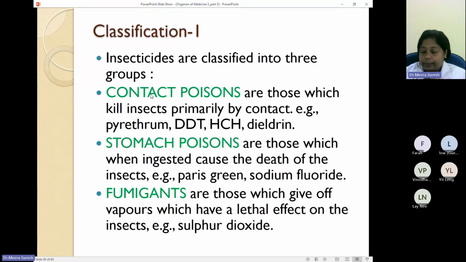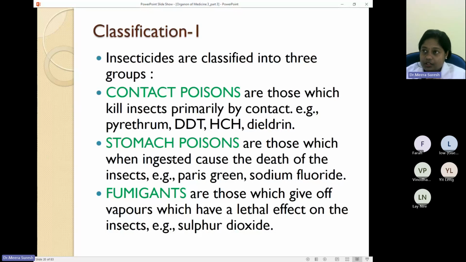So contact poison, the name in itself indicates, when these insecticides or chemicals come into contact with the organism, they are going to get killed. So here it is due to contact, and examples will be pyrethrum, DDT, HCH, dieldrin. These are examples of contact poison. DDT is mainly used for insects, but also for ants. When we put this DDT powder over the ants, we can see they will be dying very soon. It is by that contact, when it is put on their body, that the poison becomes active.